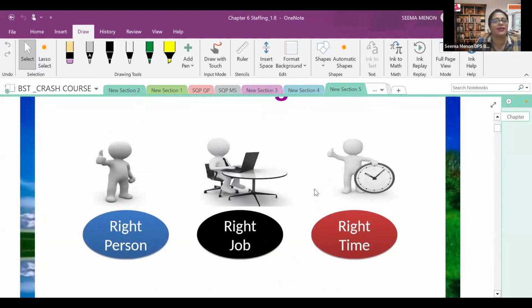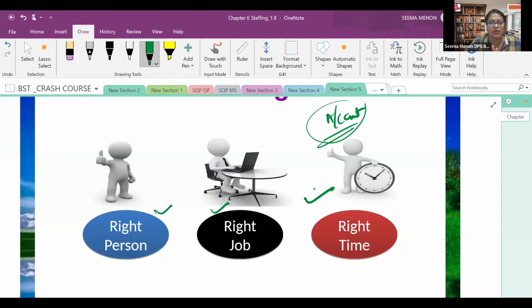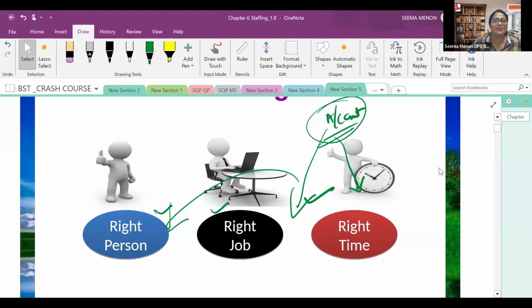Staffing means every organization needs staff to do the work. Everywhere there is some work in the organization, and the work will have different features, different types. So we have to select the right person for the right job at the right time. Suppose there is an accountant vacancy. We have to decide what the work is. The job is accountant. Then we have to select the right person, those who have completed BCom or have a commerce background with accounting. And whenever there is a vacancy, at that time we have to select them. So right person, right job, right time. This phrase should come to your mind while you think about staffing.